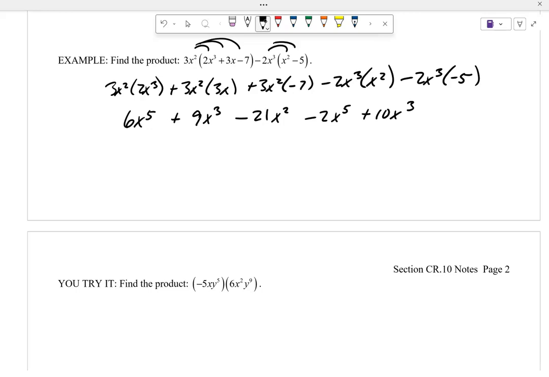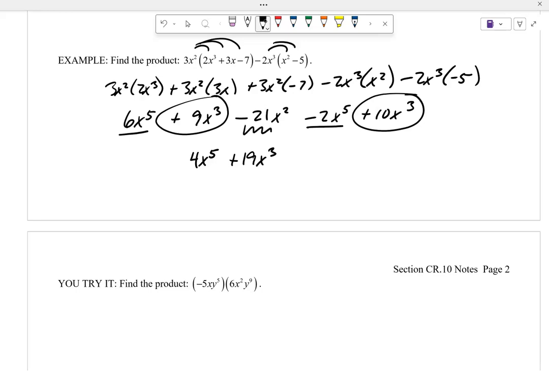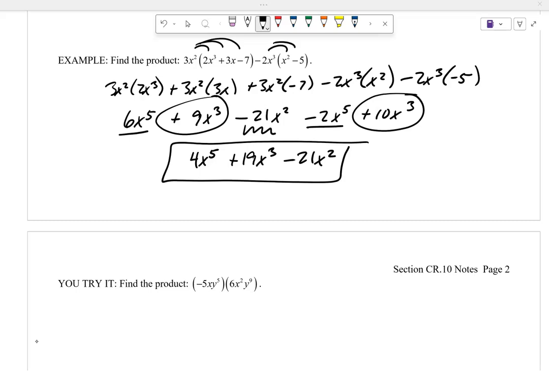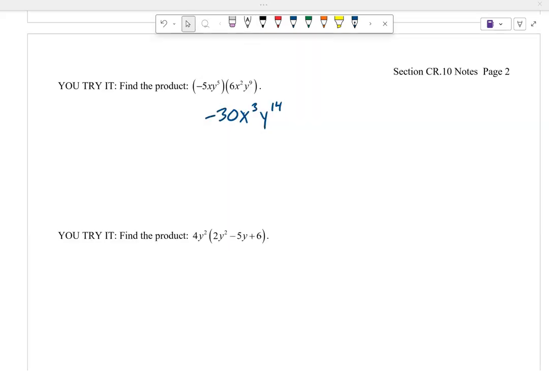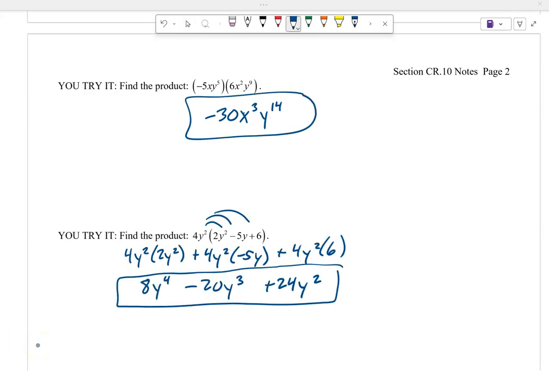Let's see if we have any like terms. 6x to the fifth minus 2x to the fifth would give us 4x to the fifth. 9x to the third plus 10x to the third would give us 19x to the third, minus 21x squared. Looks like our loner on that one. Okay, good time to pause the video. Try that next problem. You'll end up with that negative 30x to the third, y to the 14th, and pause the video if you want to try that next one as well. Go ahead and check yourself on those two.